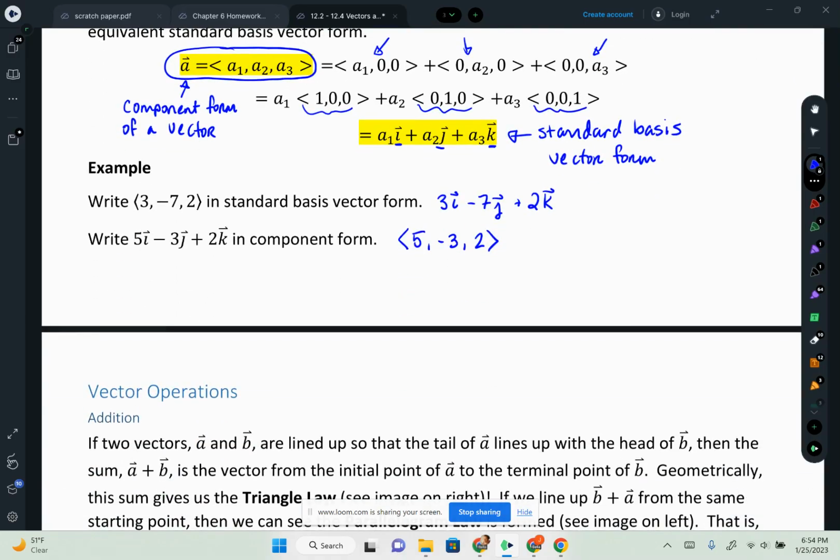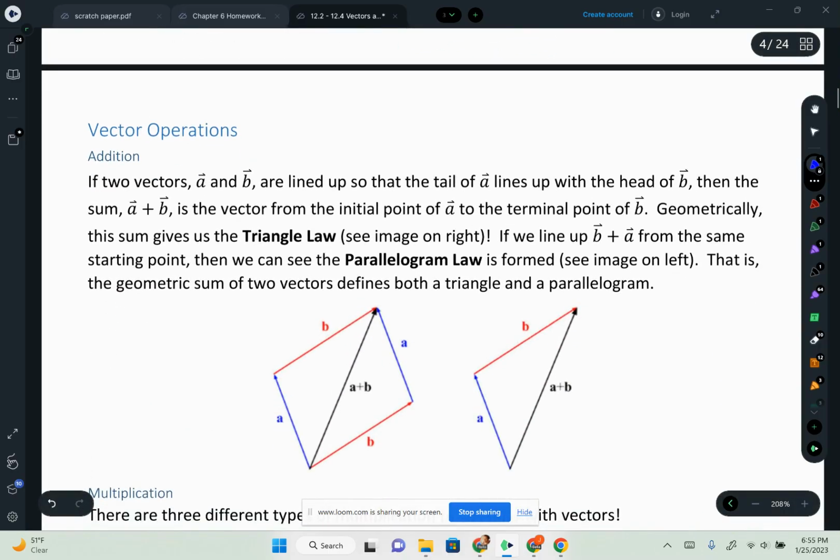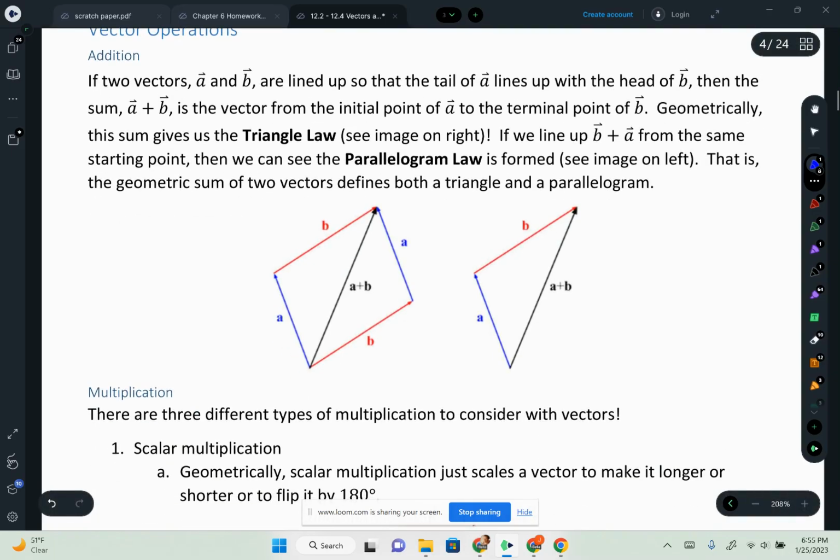All right, now that we know what vectors are, we know how to make a unit vector, we know that there's a zero vector, we know the two different ways to write them, we've got to talk about our operations. And I have to apologize, I did neglect to put something in between the addition and the multiplication, so I'm going to have to scroll a little bit to get there.